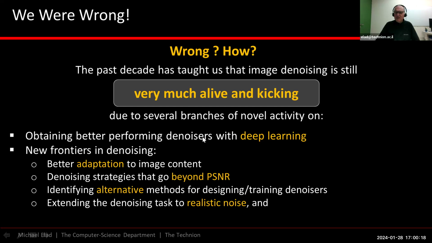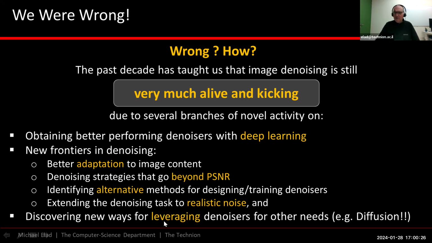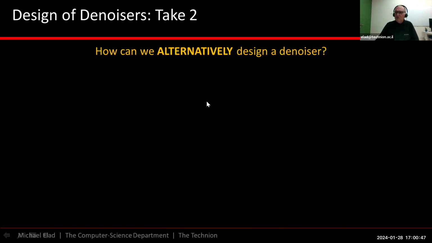So a lot of reasons to look at denoising, a lot of reasons coming from the deep learning era, and another thing, the fact that you can leverage denoisers for other needs. Diffusion models, but not only diffusion models. We have seen that the score function relies on a denoiser. So you can actually take a denoiser and make it serve you in other problems. So because of all this, denoising is very much alive today and kicking. So let's ask again, how do you design a denoiser?